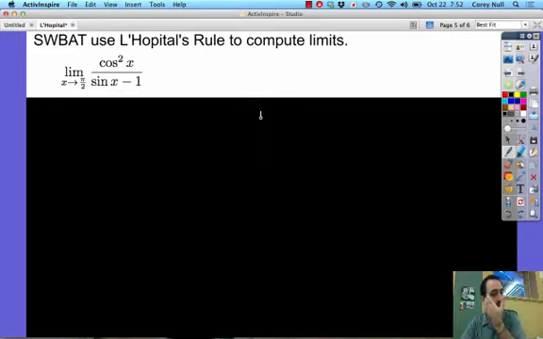So here's a good example. Now this one can actually be done without L'Hopital's rule, and many of these problems can be done without L'Hopital's rule. But I want to use L'Hopital's rule to show you that this is actually a fairly straightforward computation.